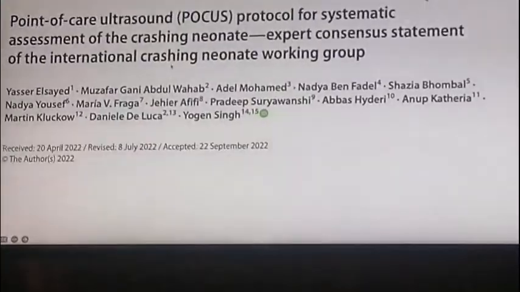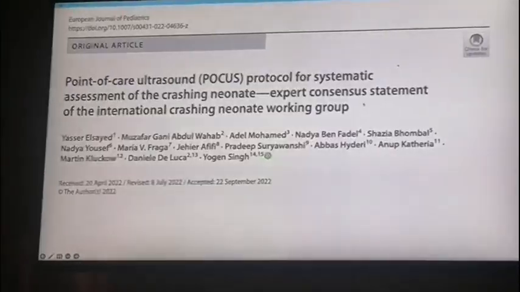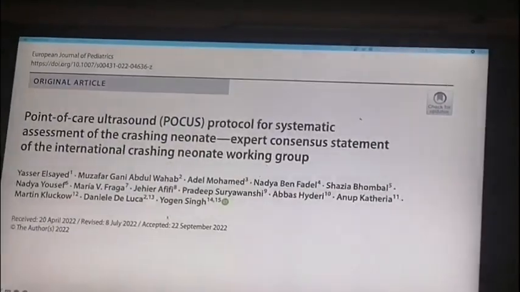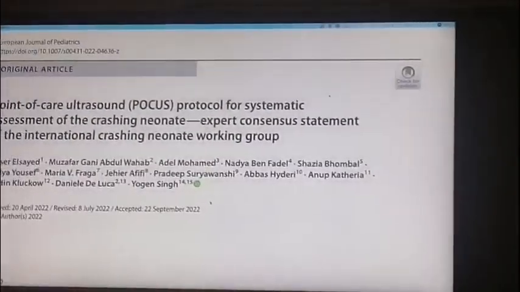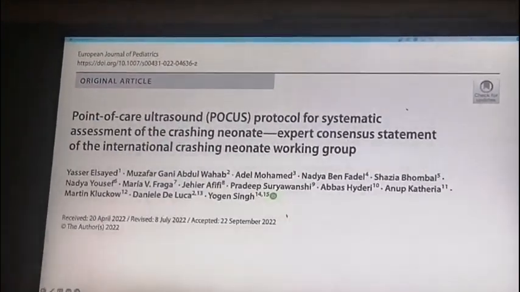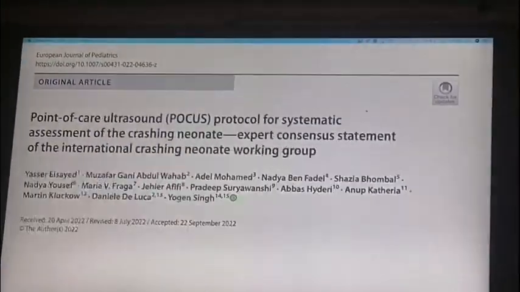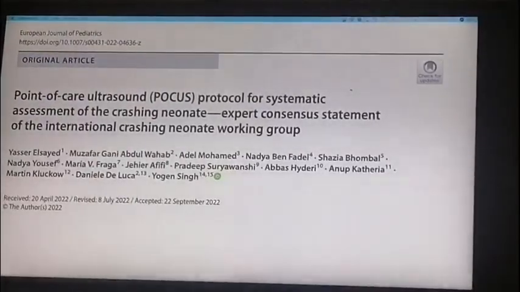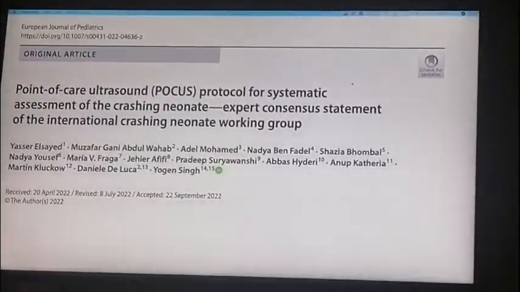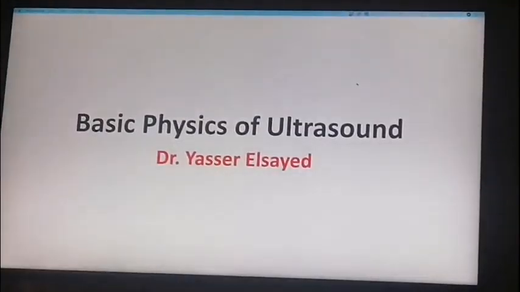So there is a crashing unit protocol, going to ultrasound for systemic assessment of the crashing unit, expert process assessment of the international crashing unit working group. So we have 14 from 4 continents. We agreed on a certain sequence, and I use the same sequence as the American Academy guidelines. This is almost the same way of assessment: lung, abdomen, brain, and heart.